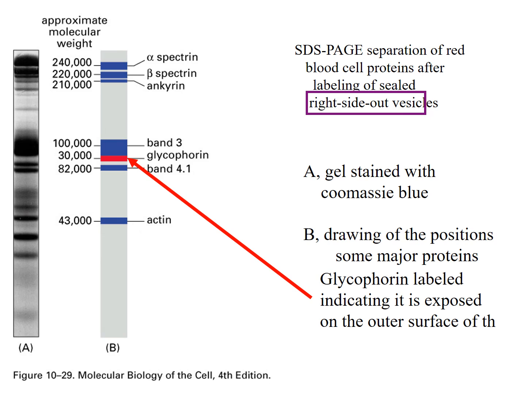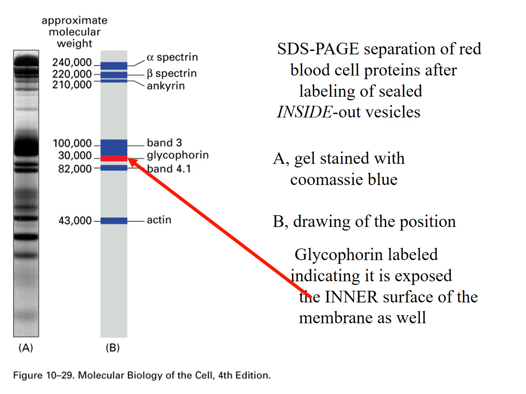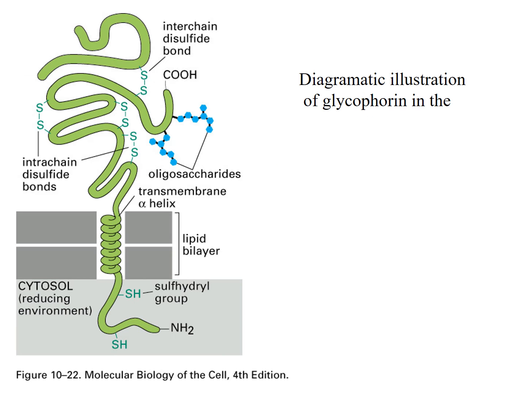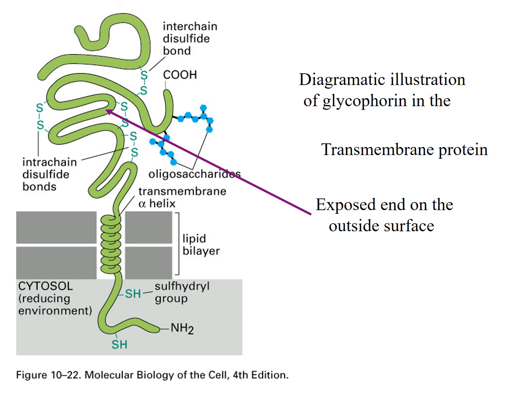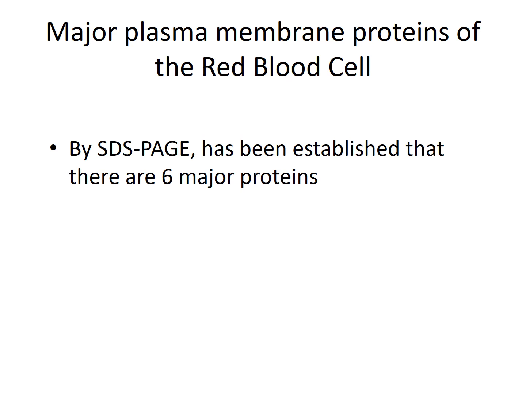It's exposed to the right side, so they found glycophorin is sensitive on the outside there, on the outer surface. Here's inside out vesicles. Glycophorin is labeled. It's exposed on the inner surface as well. Thus, the sidedness of membranes can be discerned. Here's glycophorin. So some of it's on the inside, some of it's on the outside. So it could be labeled on either side. It's a transmembrane protein that's exposed to the outside and exposed to the inside.